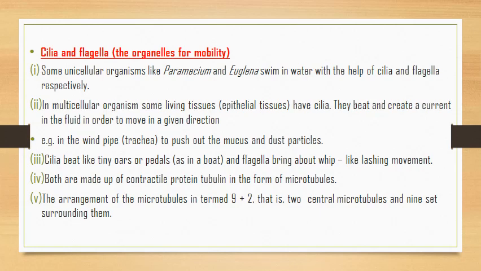In multicellular organisms, some living tissues, epithelial tissues, have cilia. They beat and create a current in the fluid in order to move in a given direction. Example, in the windpipe, trachea, to push out the mucus and dust particles. Cilia beat like tiny oars or paddles, जैसे boat में, and flagella bring about whip-like lashing movement. Both are made up of contractile protein, tubulin, in the form of microtubules. The arrangement of the microtubules is 9 plus 2, that is 2 central microtubules and 9 sets surrounding them.